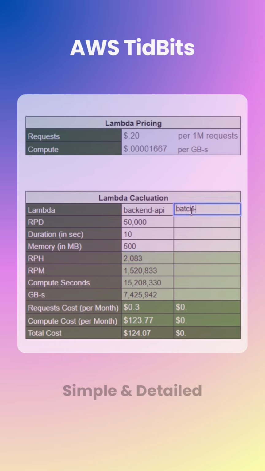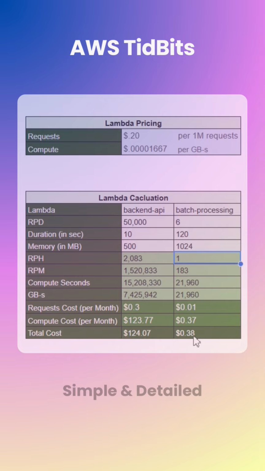Let's quickly see another use case, a batch processing Lambda. Let's say it runs 6 times a day, which is every 4 hours, and it runs for about 2 minutes and it uses about 1 GB. So here we have only about 180 requests per month and 22,000 GB seconds. So the total amounts to just short of 40 cents.